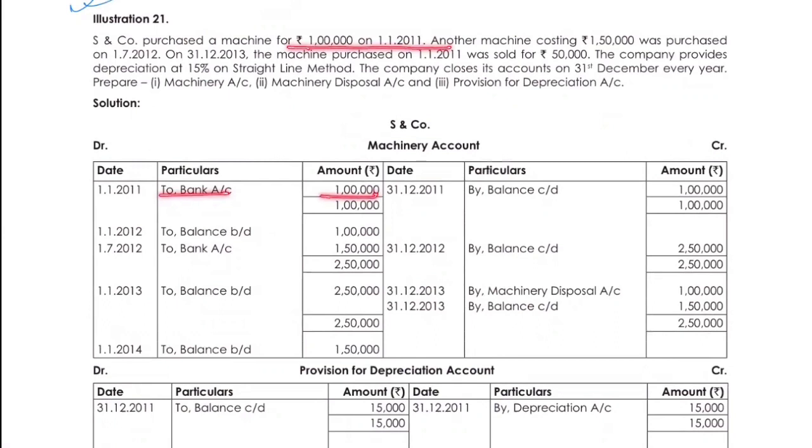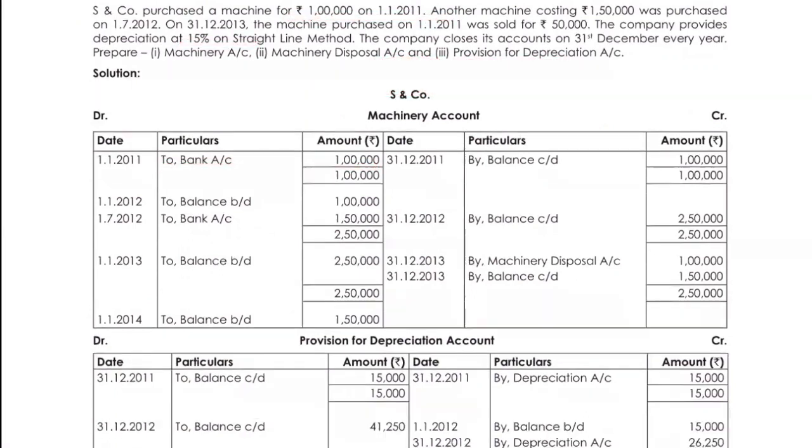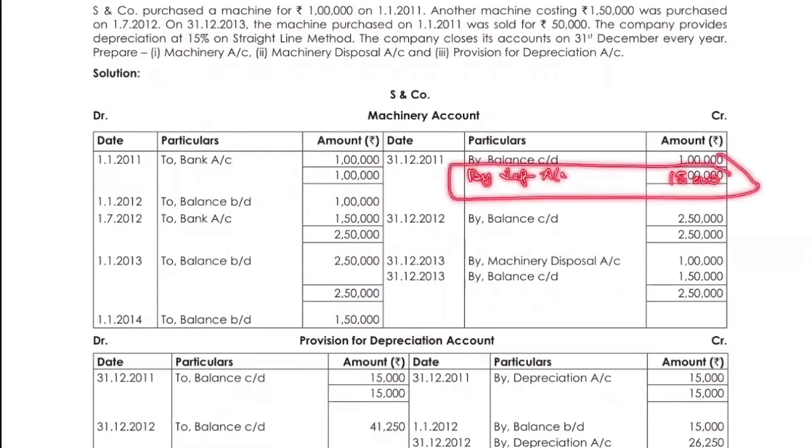Correct. Now depreciation is 15%. Correct. So 1 lakh into 15% will be 15,000. Correct. But where will this 15,000 go? This will go to the provision for depreciation account, because the provision for depreciation account is there. So we used to write by depreciation account 15,000. But I told you that whenever there is a provision for depreciation account, this entry will go over to the provision for depreciation account. See, by depreciation account 15,000.